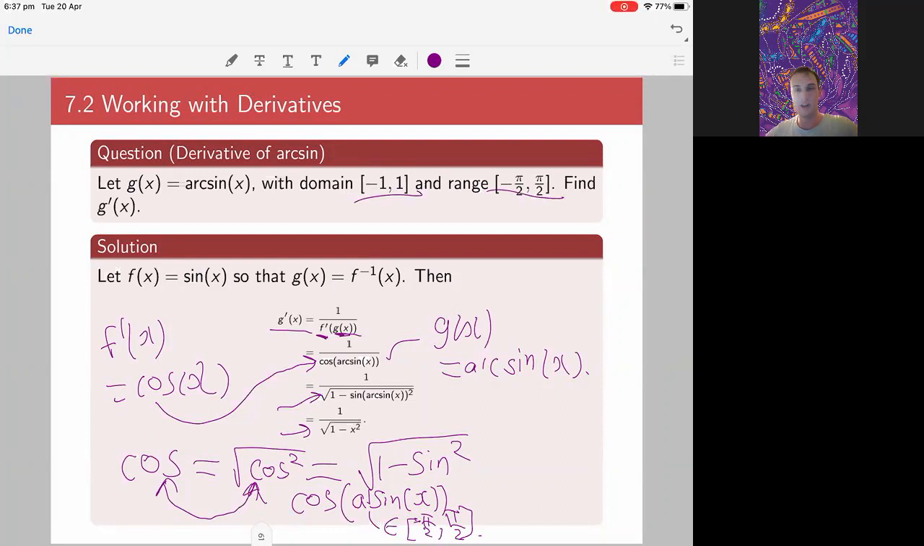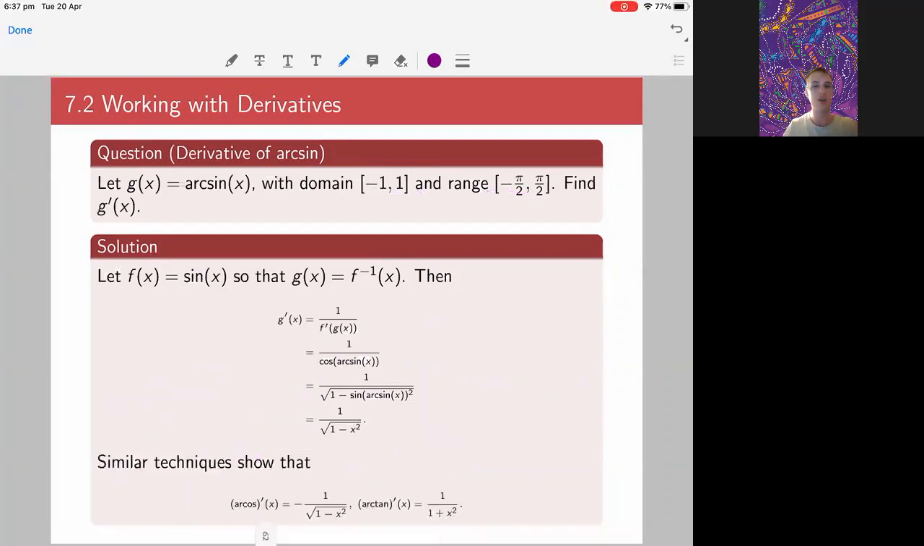Right, so that was the derivative of the inverse sine function. You can actually play these sorts of games with the inverse of the cosine and the inverse of the tan function, and you end up with these particular expressions there. The arctan function is actually defined everywhere. Its domain is all of the real numbers, and it is differentiable for all of the real numbers.